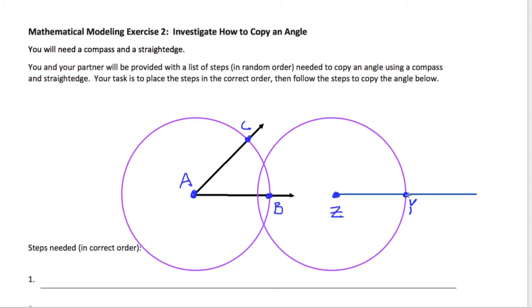So I make the same circle around A as around Z, the same radius around A, same radius around Z. Mine just looks like that. Where the circle around A intersects the angle is B, where the circle around Z intersects our new line segment that we drew is going to be labeled Y. So far, so good.